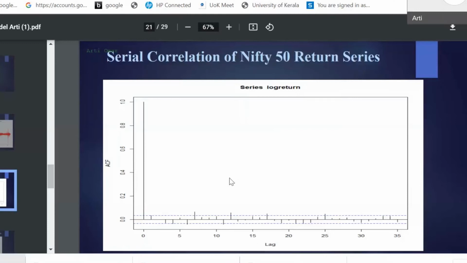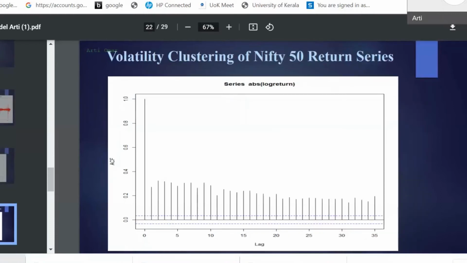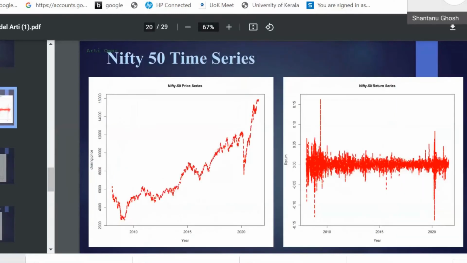Next slide. Yeah, so when I run the test to confirm the volatility clustering, what I did, Madam. Madam, can you go to slide 20, please? Can you please come to slide 20, yes.